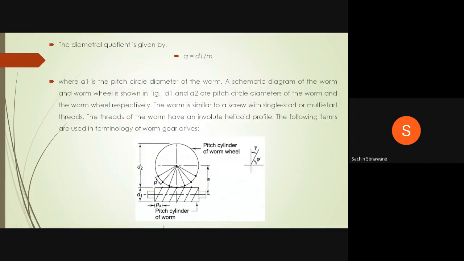The diametral quotient is given by Q is equal to D1 divided by m, where D1 is the pitch circle diameter of the worm. A schematic diagram of the worm and worm wheel is shown in figure. D1 and D2 are the pitch circle diameters of the worm and the worm wheel respectively. The worm is similar to a screw with single start or multi-start threads. The threads of the worm have an involute helicoid profile.